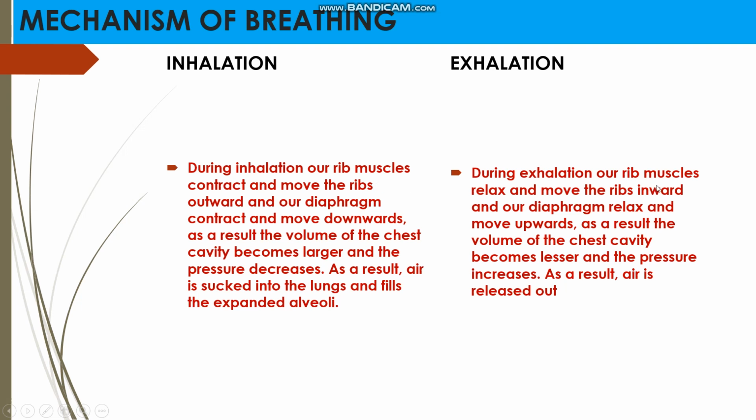And when the rib muscles relax, it moves inward. Earlier you learned when the rib muscles contract, it will move outward. When the rib muscles relax, it moves inward. Now what happens to the volume of the chest cavity? It decreases. Pulmonary pressure increases. Air rushes out of the lungs. That is how exhalation takes place.